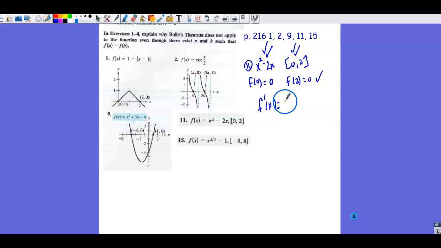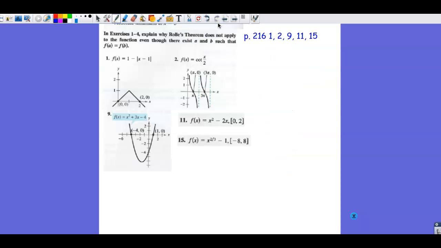So the derivative is 2x minus 2. Set that equal to 0, and x is equal to, add 2, divided by 2, is 1. So the value c that guarantees the derivative will be 0 is an x value of 1. So that's the promise fulfilled by Rolle's theorem.